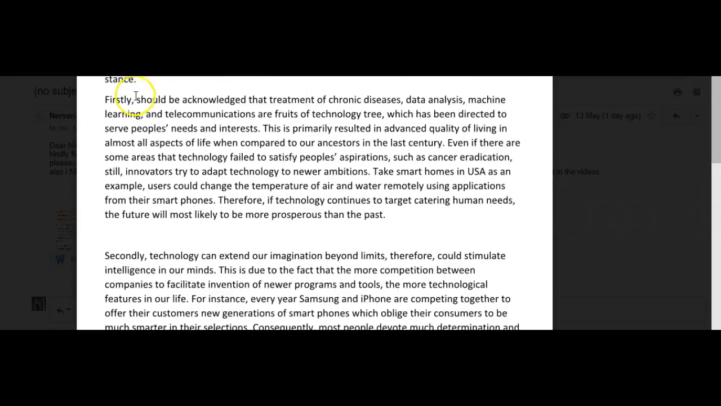Firstly, it should be acknowledged that treatment of chronic diseases, data analysis, machine learning, and telecommunication are fruits of the technology tree. Now, here you do need the, because the belongs to tree, and technology is just its adjective. Which has been directed to serve people's needs and interests. I'm not sure about the word directed here, but okay.